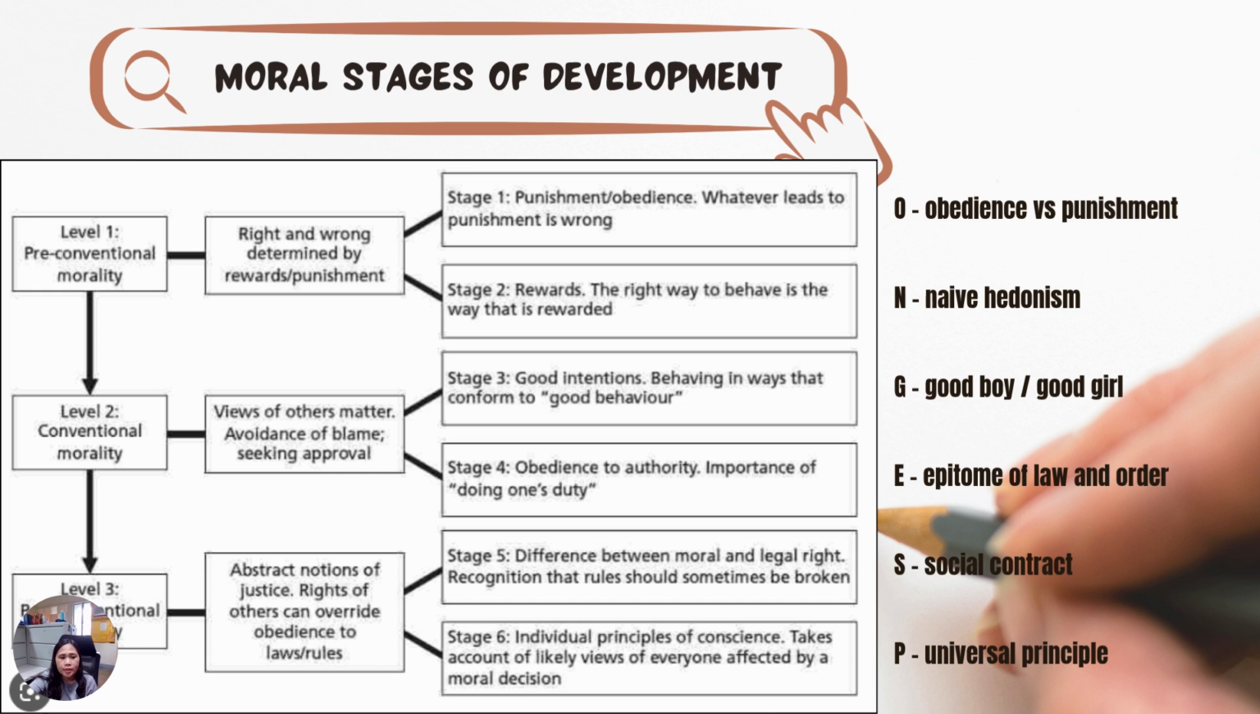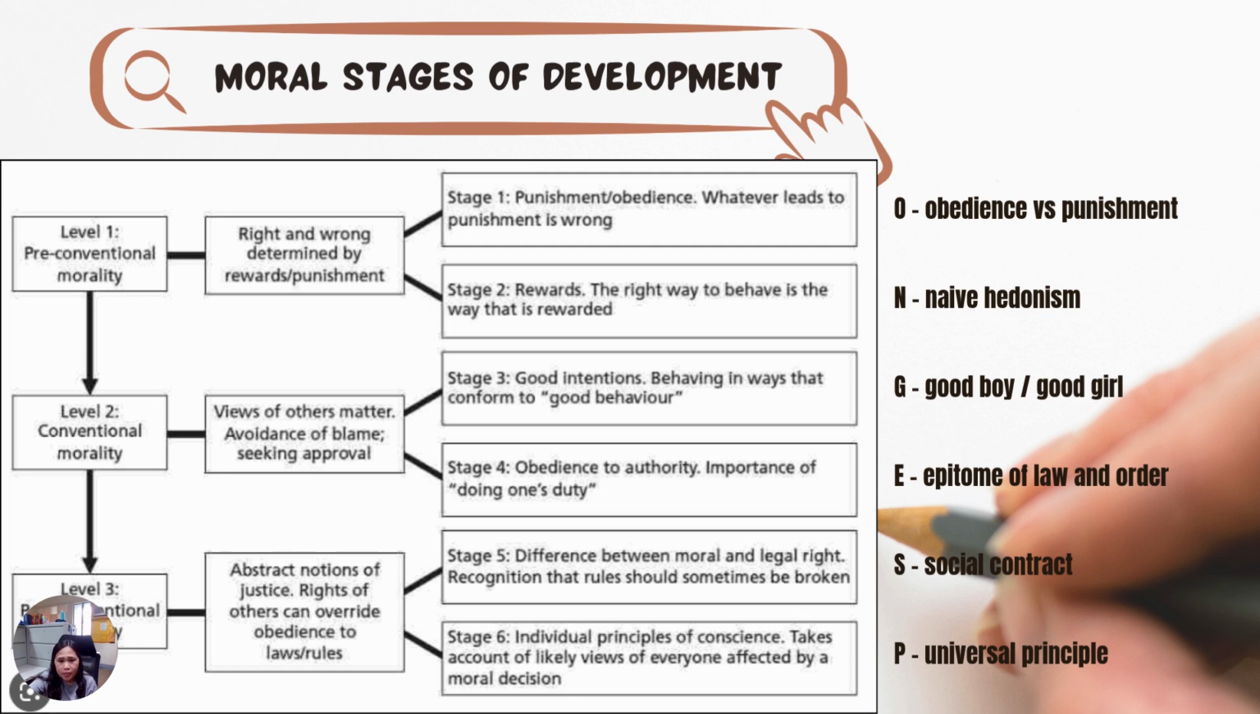So first substage, obedience versus punishment. It's under the pre-conventional level. In level one, the concept of morality here is controlled. When we say controlled, the concept of morality here is guided by authority figures.